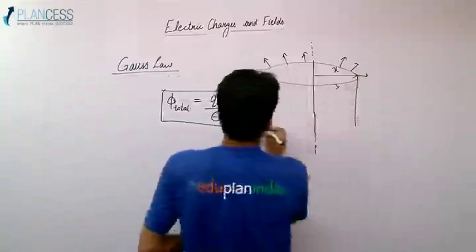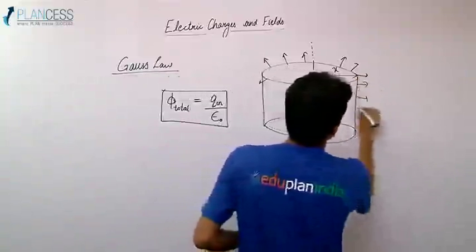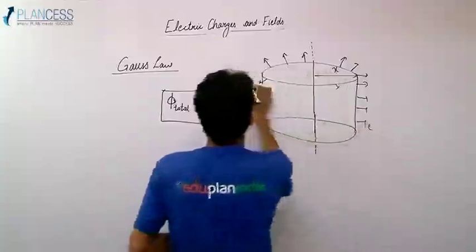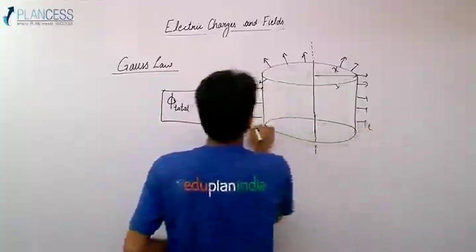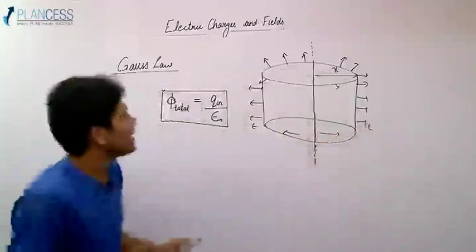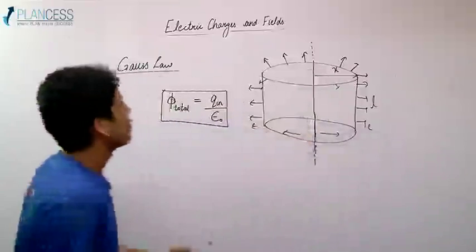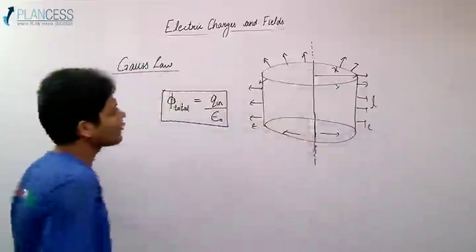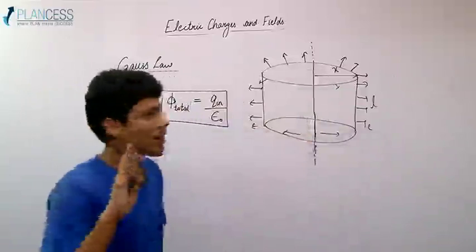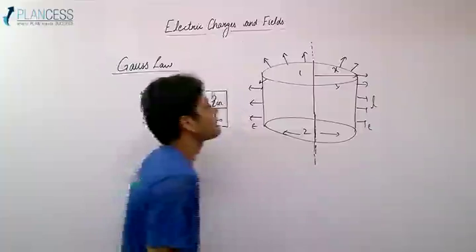Let us consider a cylinder like this, and at every point here E is there. Here also the same value is there. Now let us say that the length of this cylinder is L. Now I can write down the flux as a sum of three surfaces. This is surface 1, this is surface 2, and this is the lateral surface.